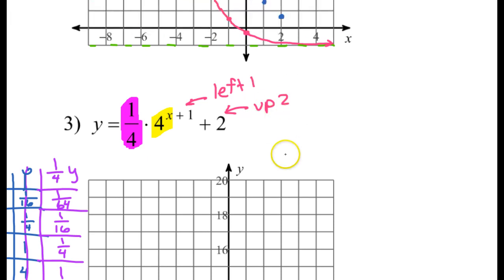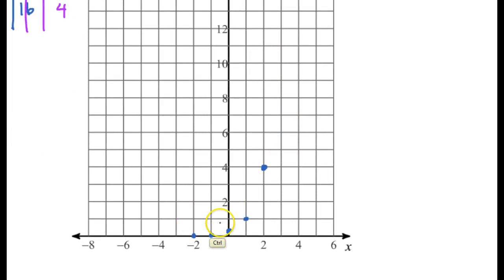The up 2 will affect the horizontal asymptote, which normally would be the x-axis, but now it's going to be up 2. So my new horizontal asymptote is here at 2.